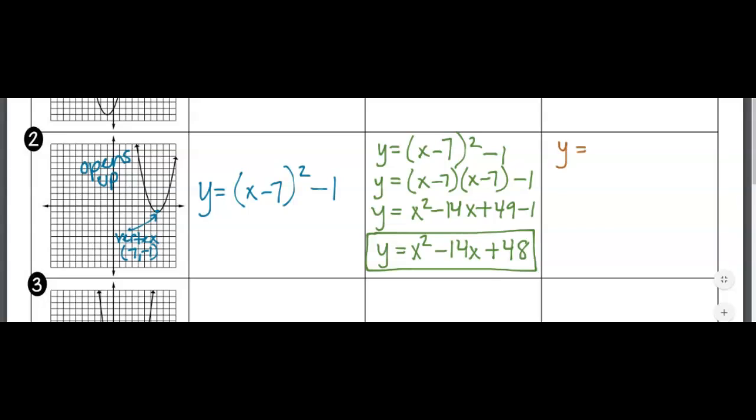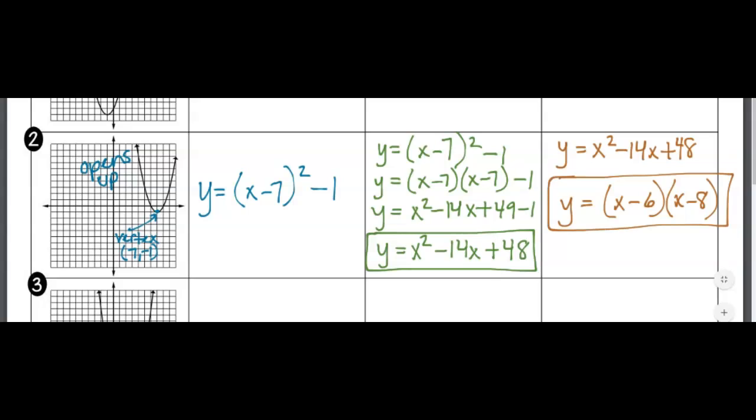With that one, notice that from the graph you couldn't see that the y-intercept is going to be positive 48, but this part of the standard form certainly tells us that. And this one happens to be factorable because 6 and 8 will give us 48 and add together to give us negative 14. So we're going to use minus 6 and minus 8 as the factors, which tell us that the x-intercepts are positive 6, 0, and positive 8, 0.